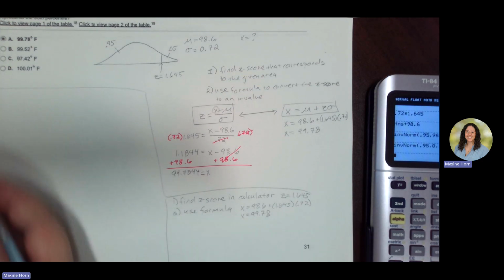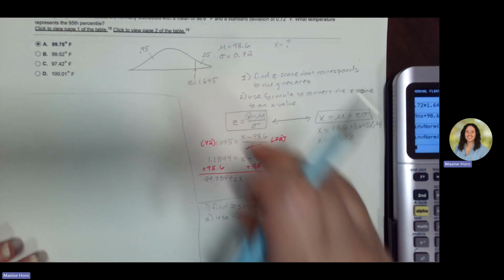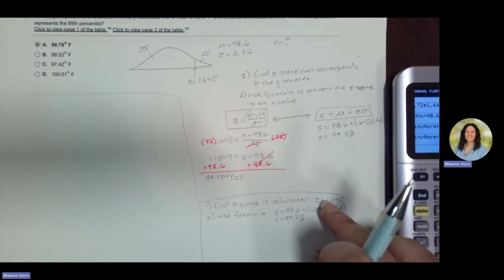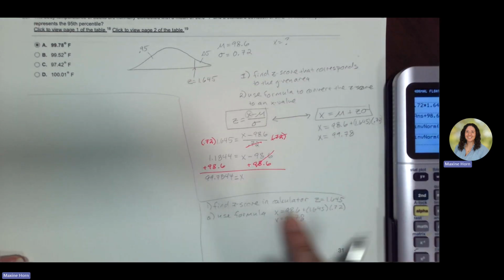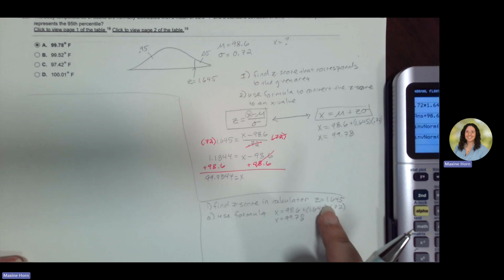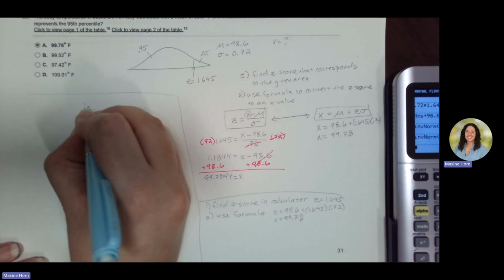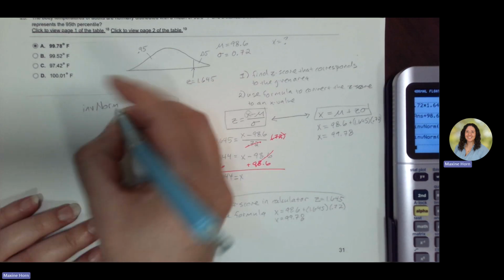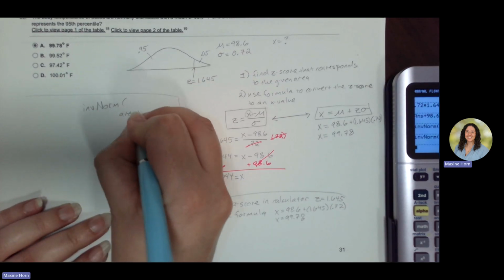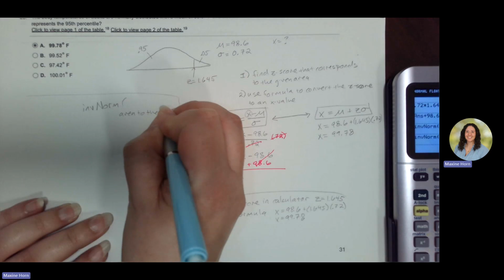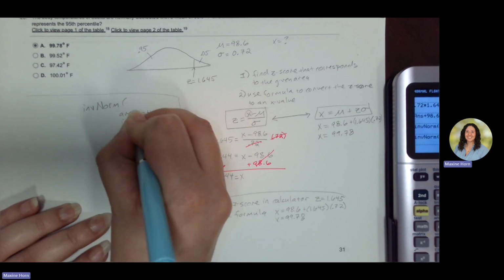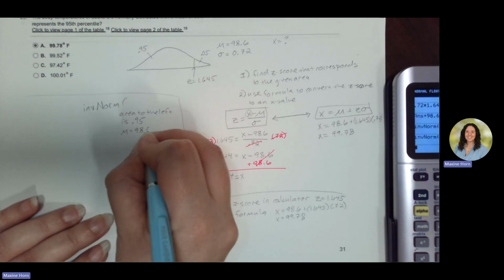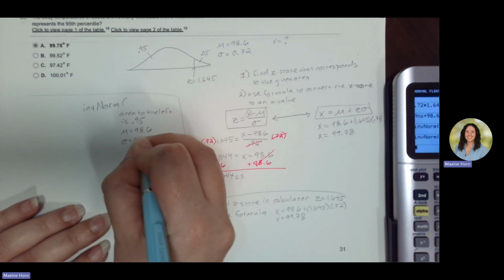Or we can do it entirely in the calculator, right? So we can do it practically nothing in the calculator. We can do it a little in the calculator. But to be honest, if you're going to do it a little in the calculator, you might as well do it all in the calculator, where you do your inverse norm. And what you're going to give it is the area to the left, 0.95. Your mean is 98.6 and your standard deviation is 0.72, right?